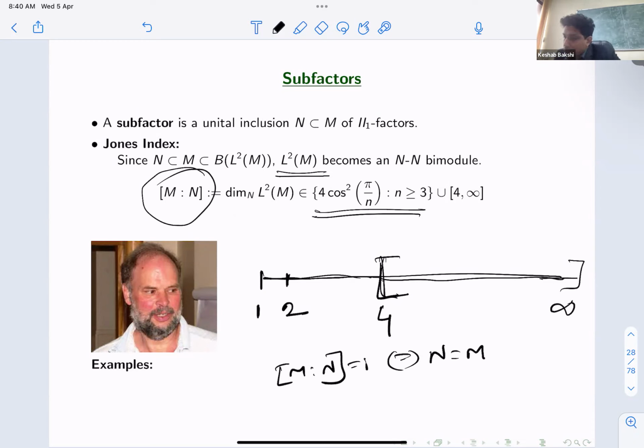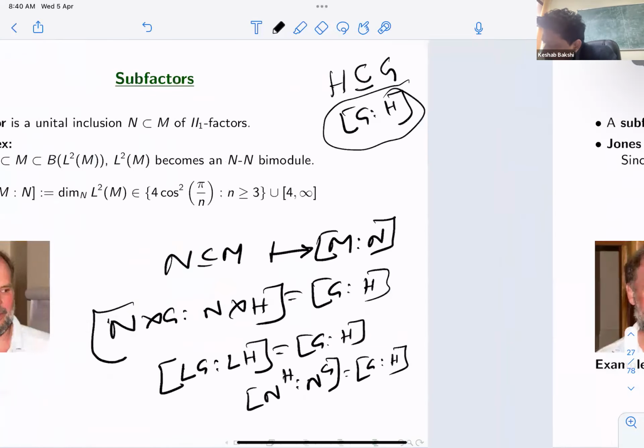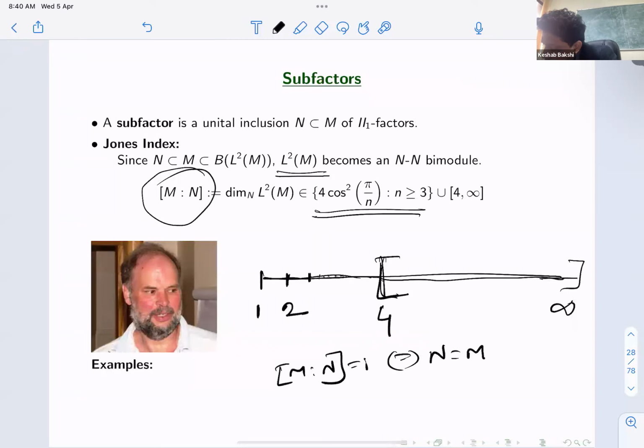So after 2, the next value is related to the golden ratio. The possible values will go like this, and the limit will be 4. So it will be 4 cos^2(pi/n). This is famously called Jones index rigidity. So these are the possible values of the index.